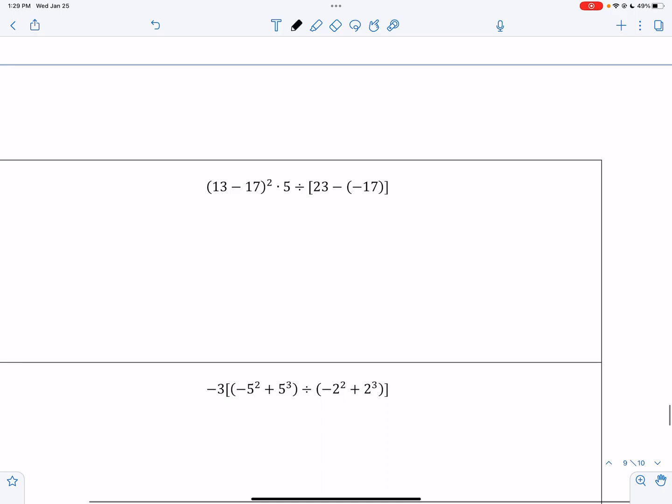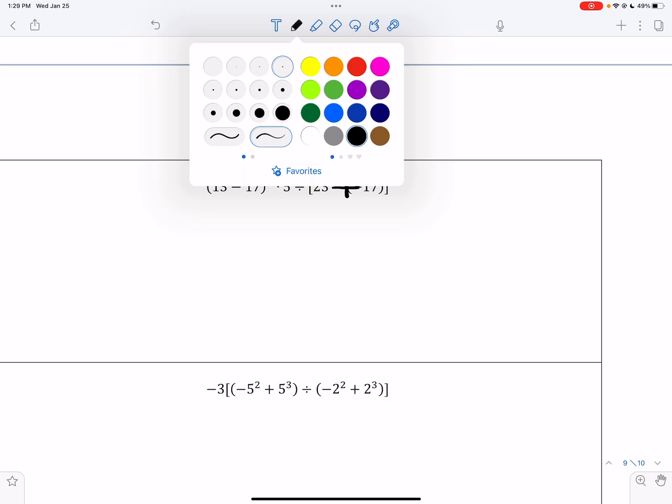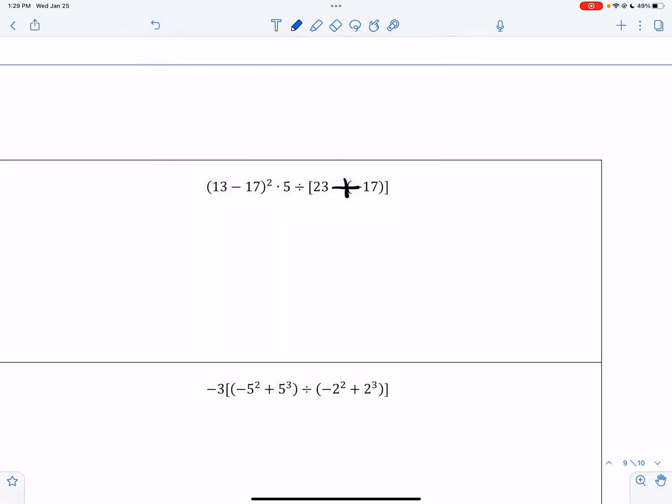Okay? All right, so continuing along, I'm going to change a few things. So here I would probably take care of my double negative and make that a positive. I'm going to subtract 13 minus 17, that's negative 4 in parentheses squared, times 5 divided by, and then 23 plus 17 is 40.